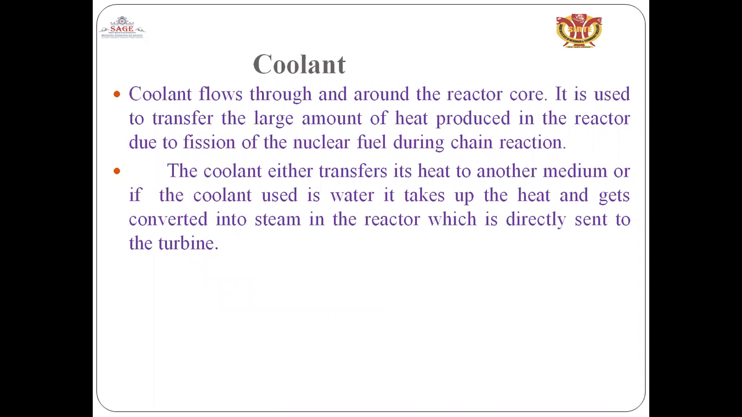What is the coolant? It flows through and around the reactor core. It is used to transfer the large amount of heat produced in the reactor due to the fission of the nuclear fuel during the chain reaction. The coolant either transfers its heat to another medium, or if the coolant uses water, it takes up the heat and gets converted into steam in the reactor, which is directly sent to the turbine.